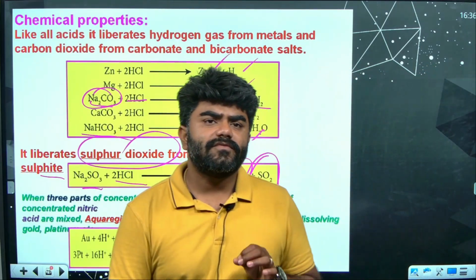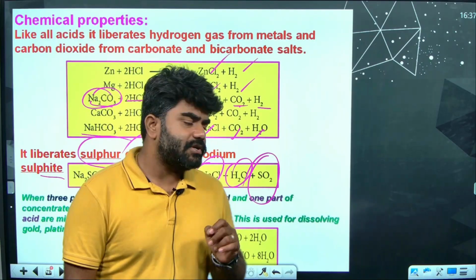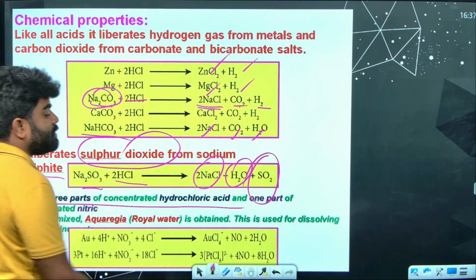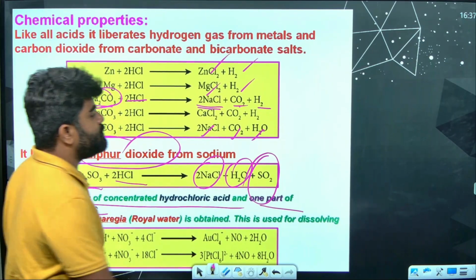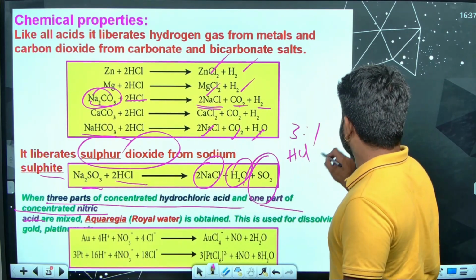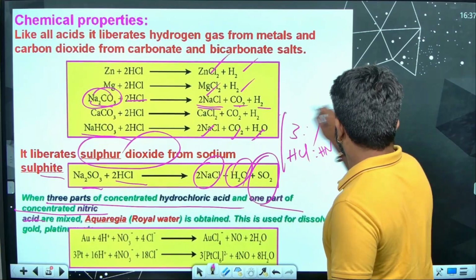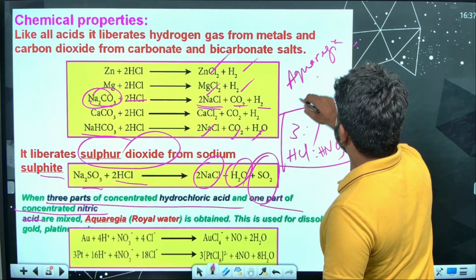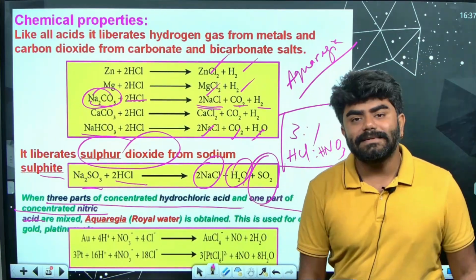And we are going to see a very important reagent which is called aqua regia. Aqua regia is 3 parts of concentrated HCl with 1 part of concentrated nitric acid. Right? So in the 3:1 ratio of HCl and HNO3, this is what we call aqua regia. So the use of this aqua regia is that aqua regia is used to dissolve gold and platinum.